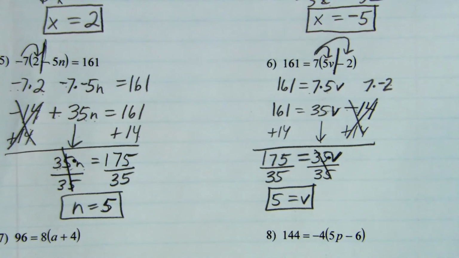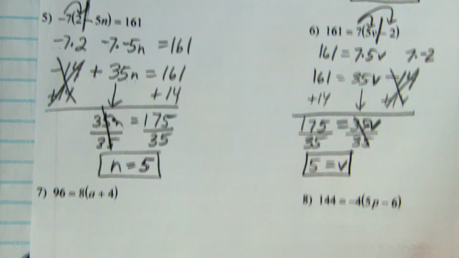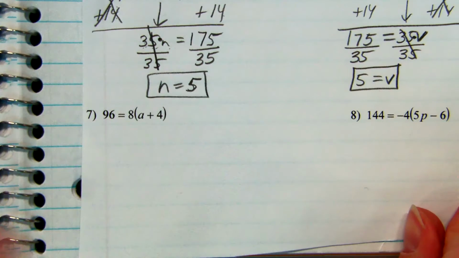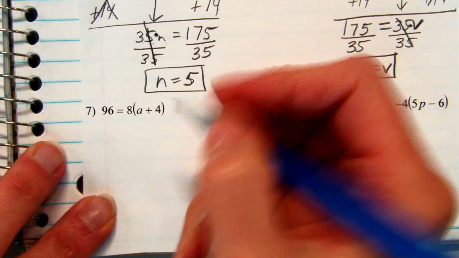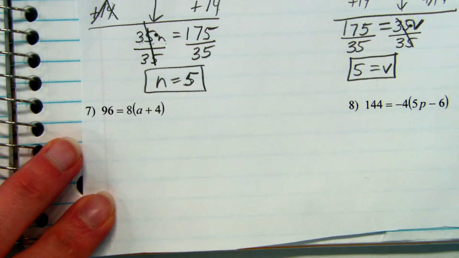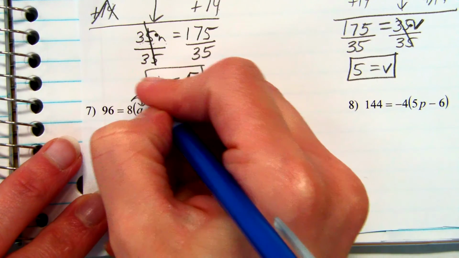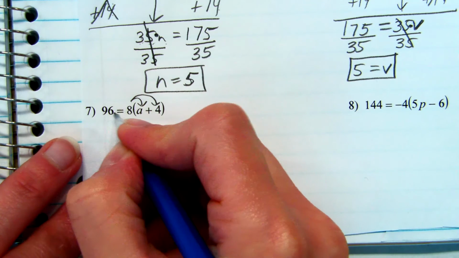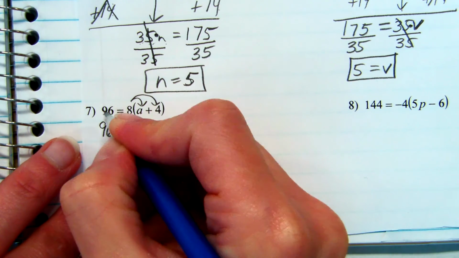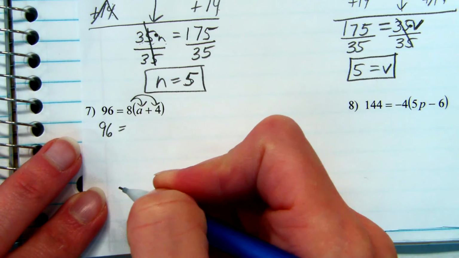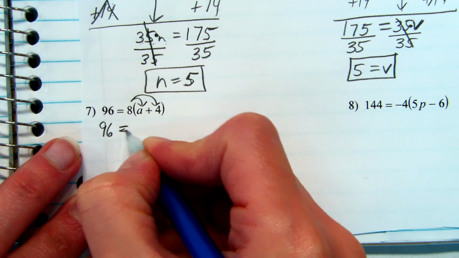Okay, give you guys a second because I know a couple people are still writing. And we've got 2 more to do at the bottom. So let's take a look at number 7. So step 1 is to do what? Distribute. So we're going to distribute the 8 over here to get rid of the parentheses. And this 96, I just kind of keep copying as I go down and do each step. You don't want to lose that because that's the other side of your equation.